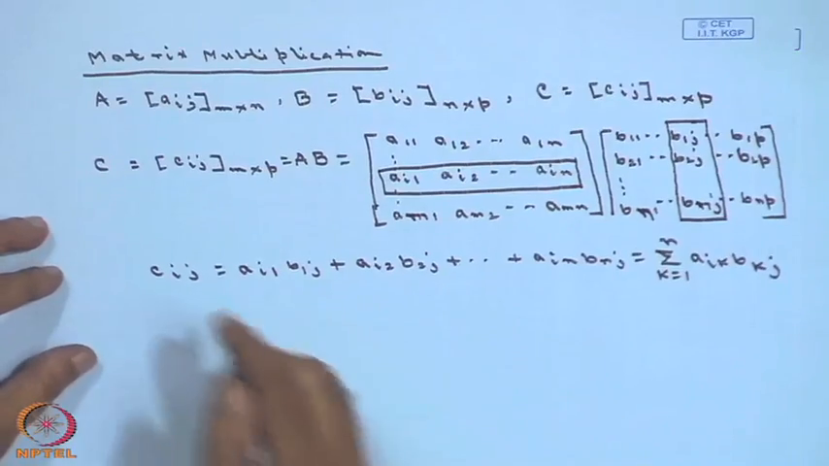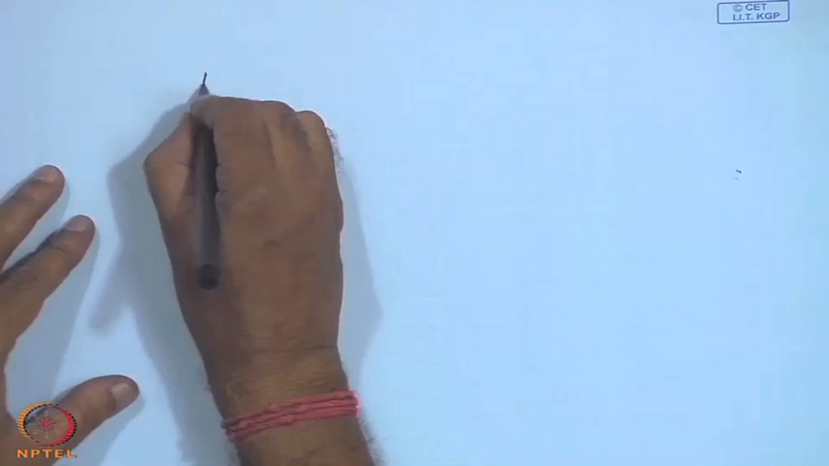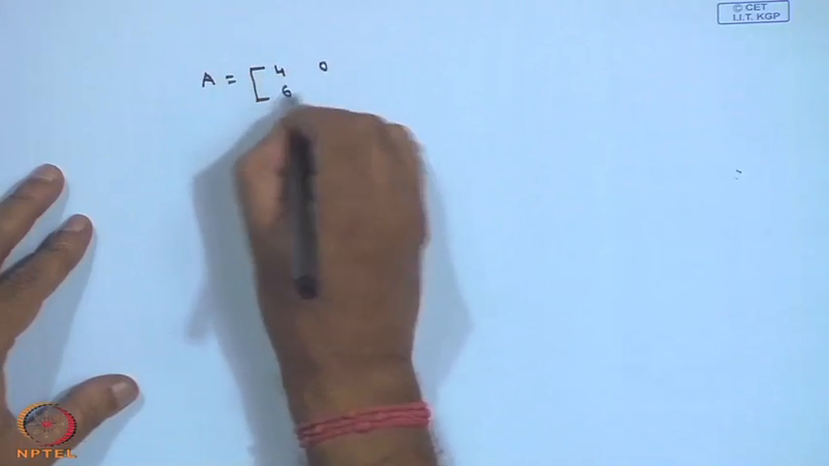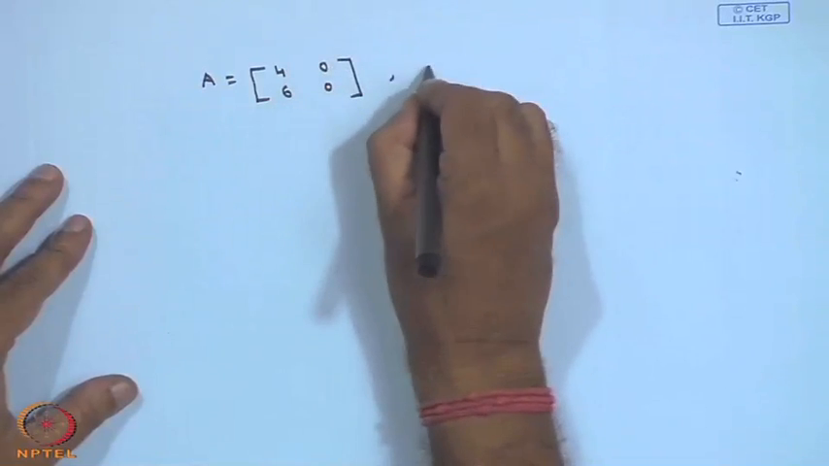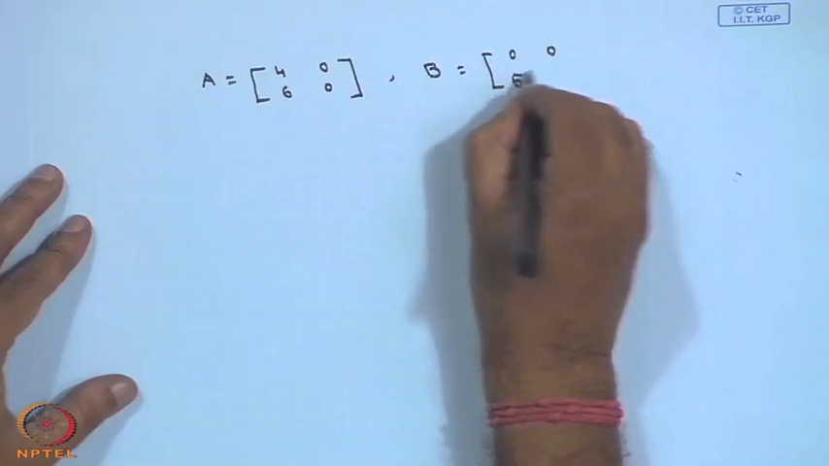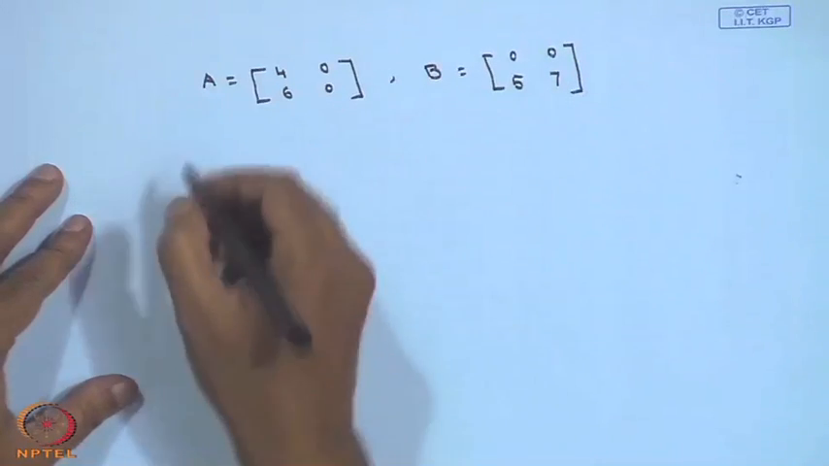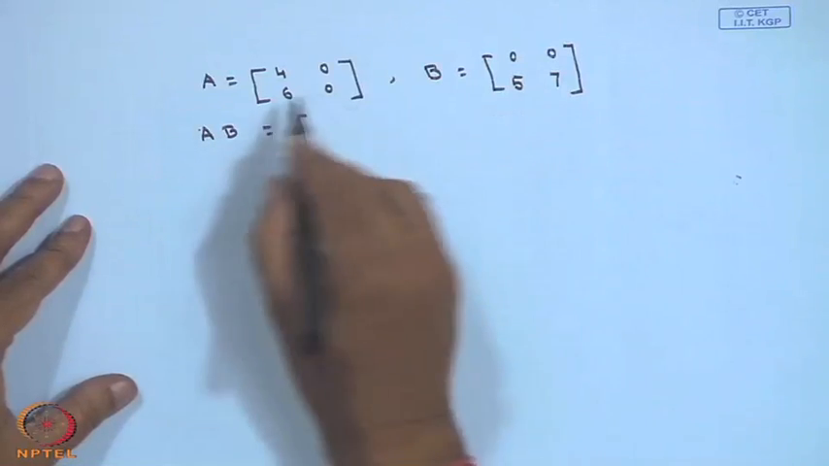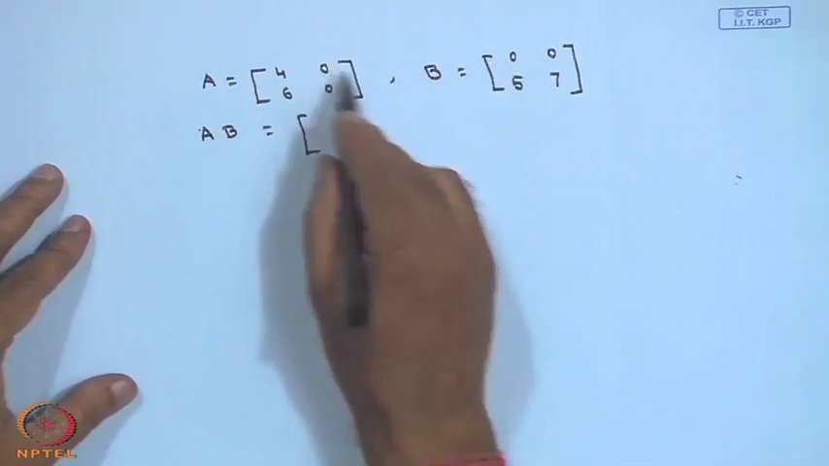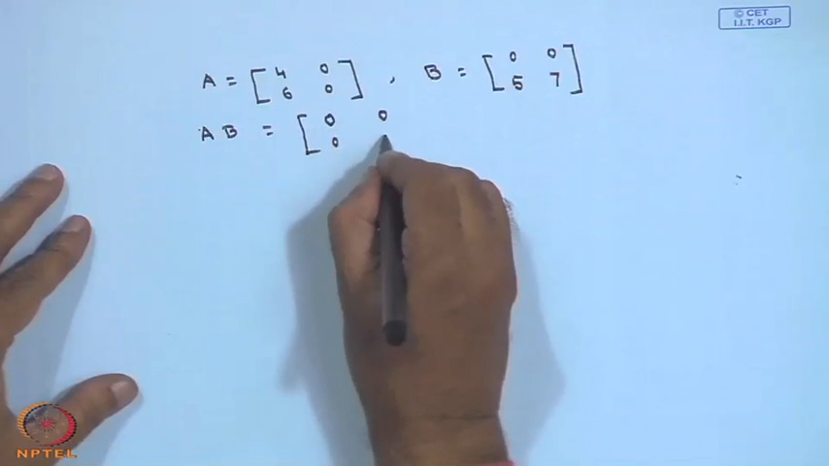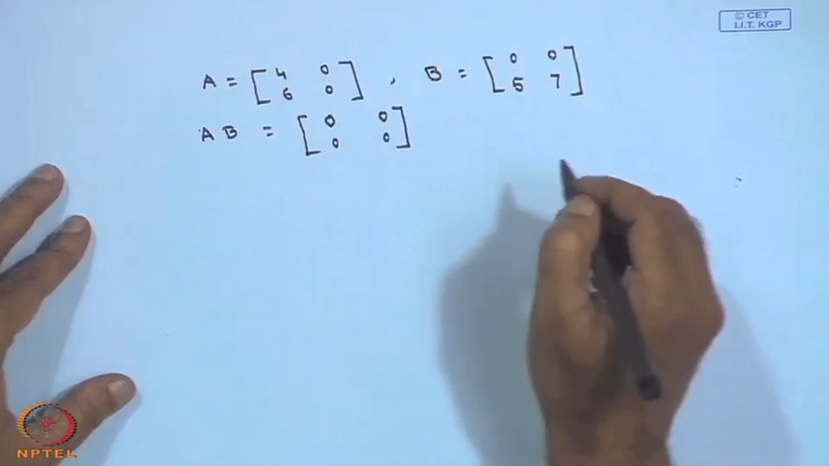If you take one example here, suppose you have the matrix A, a small 2 cross 2 matrix, 4 0, 6 0. You have the matrix B, 0 0 and 5 7. If I find out the product using our procedure, then first term 4 into 0, 0 into 5, it plus 0. So, it is 0. Like this way you will find AB is 0 0.